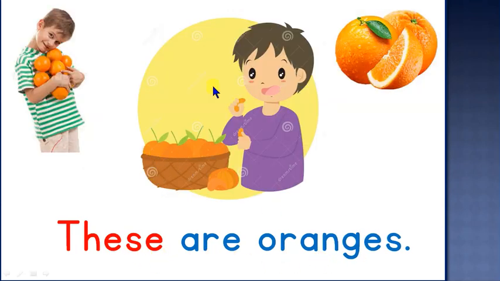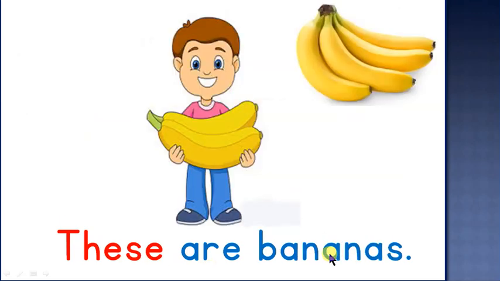Here, both boys like to eat oranges and they say, these are oranges. Repeat after me. These are oranges. Yes, this boy likes to eat bananas. And he says, these are bananas.